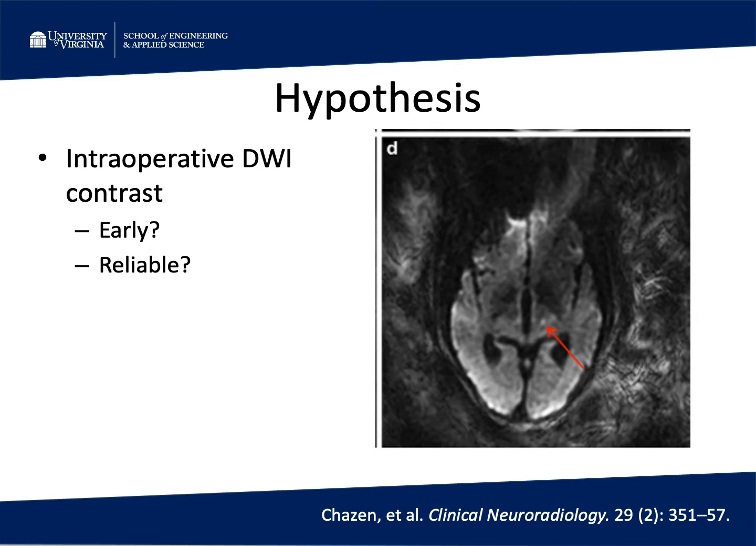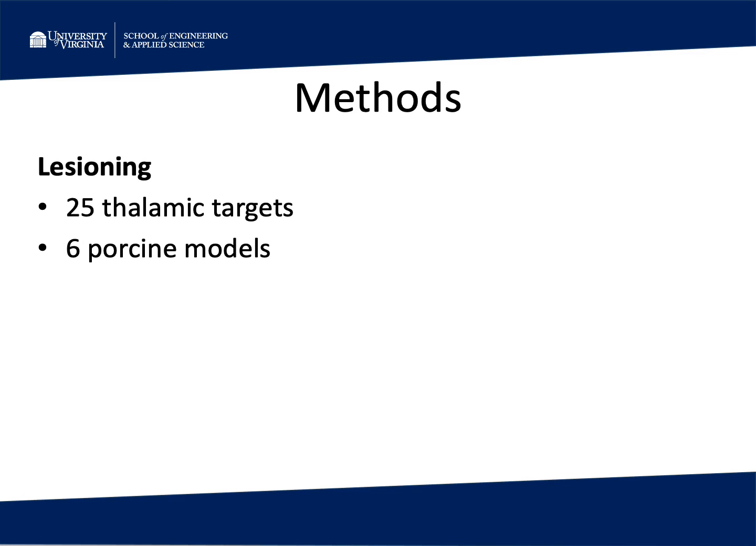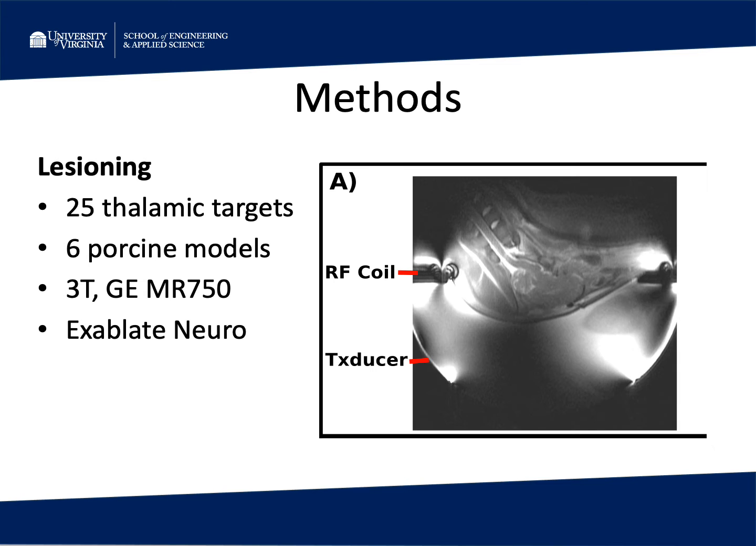In this study, we hypothesized that diffusion-weighted imaging may provide an earlier indicator of thermal lesioning. Our study tests this hypothesis by lesioning 25 thalamic targets spread over 6 porcine craniotomy models. This study was conducted using a 3T GE MR750 scanner, and lesions were generated using the Insightec Exablate Neuro device.